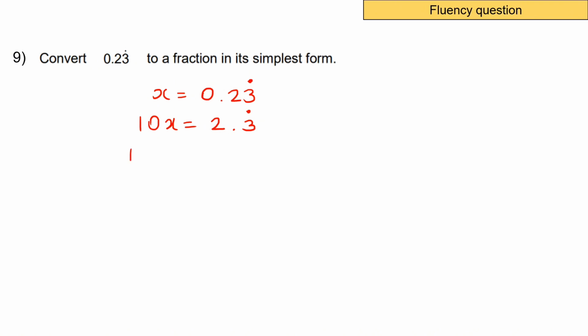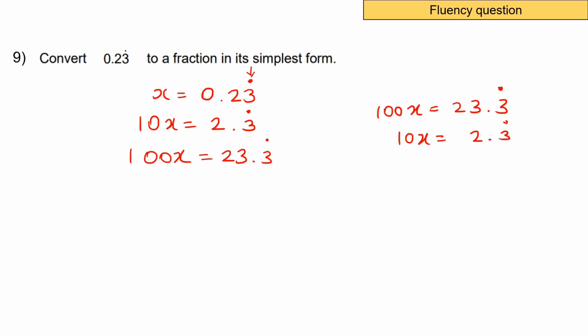it's going to be 100x, because my aim is to try and take this recurring decimal section to the other side of the decimal point. It's going to be 23.3 recurring. I'm going to write it from largest to smallest so I don't get any negatives: 100x is 23.3 recurring, and then 10x is 2.3 recurring.